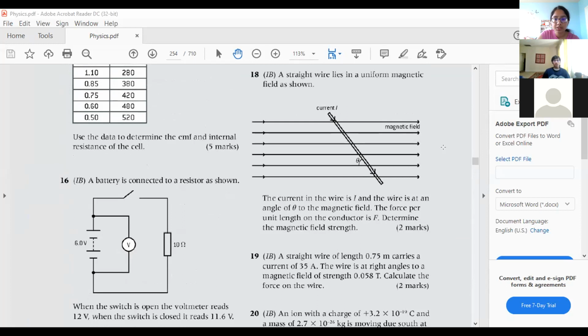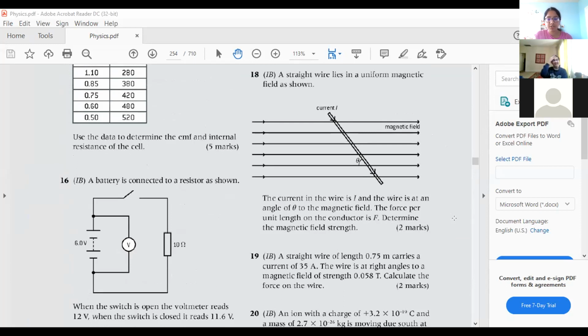A straight wire lies in a uniform magnetic field as shown. The current in the wire is I, and the wire is at an angle of theta to the magnetic field. The force per unit length on the conductor is F. Determine the magnetic field strength. The force per unit length? What type of unit is this? And they're using F for that.